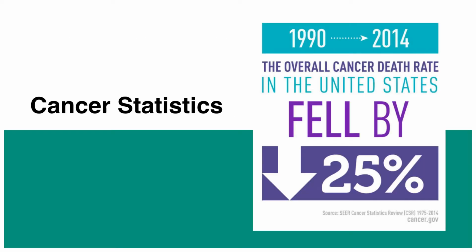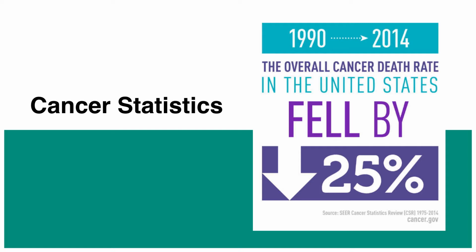So getting into some cancer statistics here. This is a nice demographic, or little infographic, from the cancer.gov. It only goes up to 2014, was the latest statistic that was available. But from 1990 to 2014, the overall cancer death rate in the U.S. has fallen by 25%, and that continues to fall yearly. So I would expect probably if we had up-to-date statistics to 2018, that it would probably be even less than that. We are getting better and better at managing cancer.